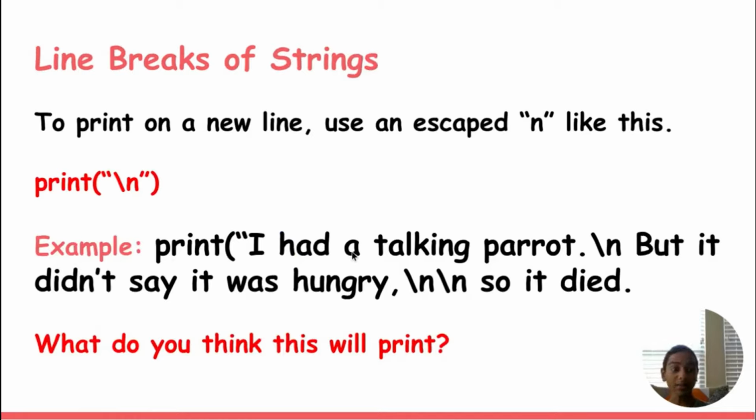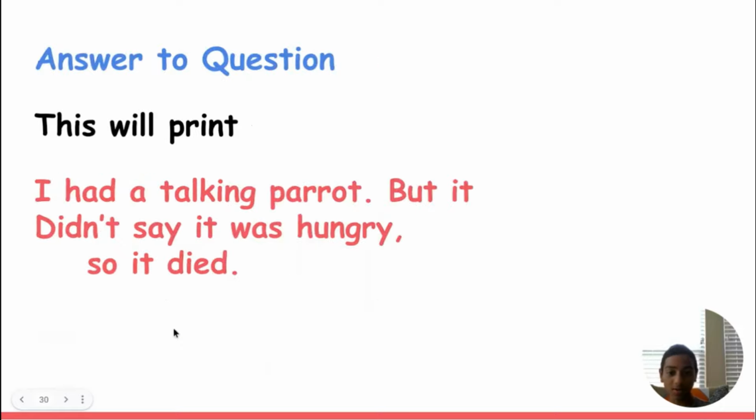So here's some line breaks. Line breaks is printing on a new line. Do an escaped n like this. Print: I had a talking parrot, but it didn't say it was hungry, so it died. What do you think this will print? It's going to use a line break, so you're going to have this. I had a talking parrot, but it didn't say it was hungry, so it died. Like that, line break.